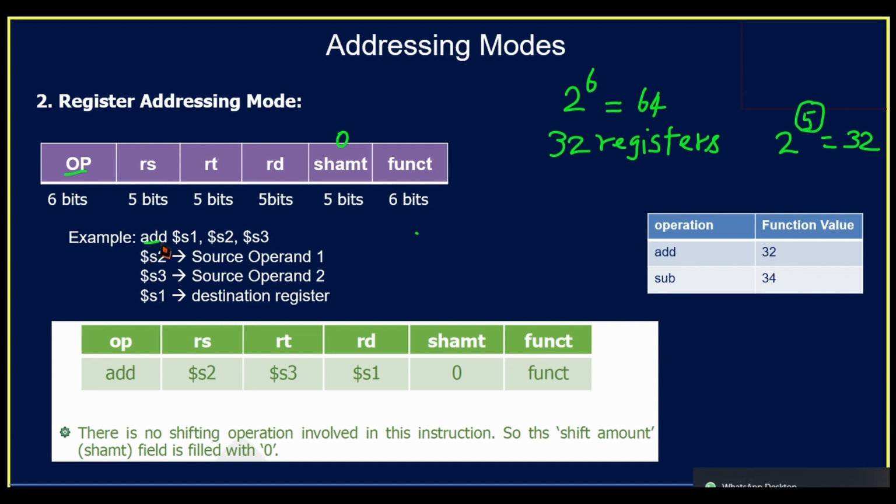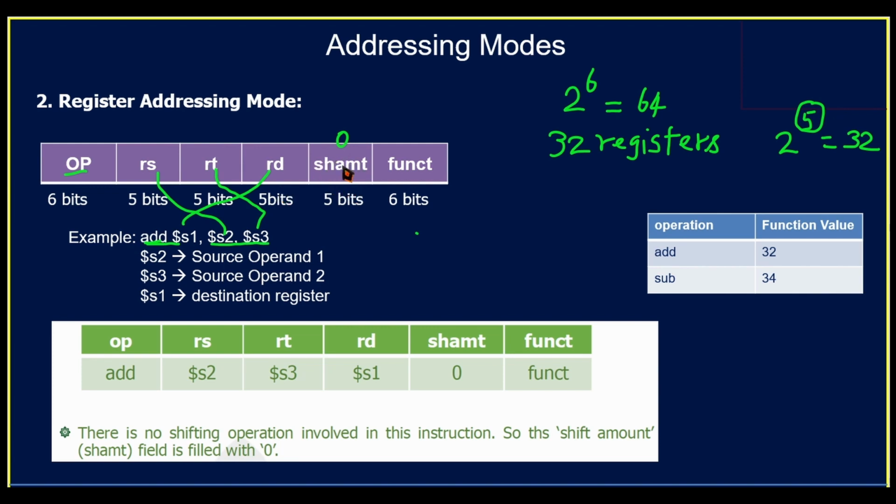Take an example, since we may not explain without an example. Add $S1, $S2, $S3. In this case, how is it executed? S2 and S3 will be added and the result will be stored in S1. So S2 and S3 are source registers. The register number for S2 should be put here. Then for S3, the 5-bit register number should be put here, and the destination register number should be put here. S1 means they will give some value, isn't it? That is, we have 5 bits to access 32 registers.